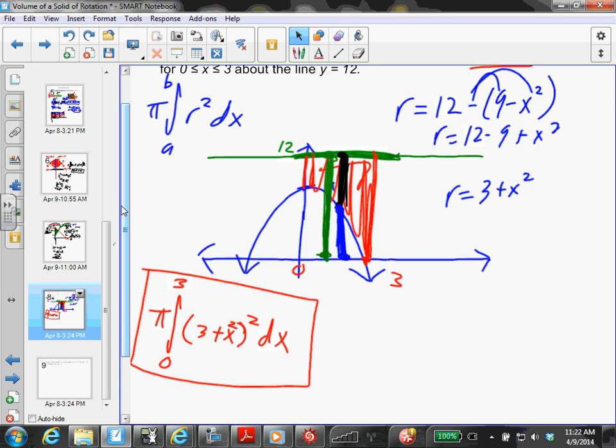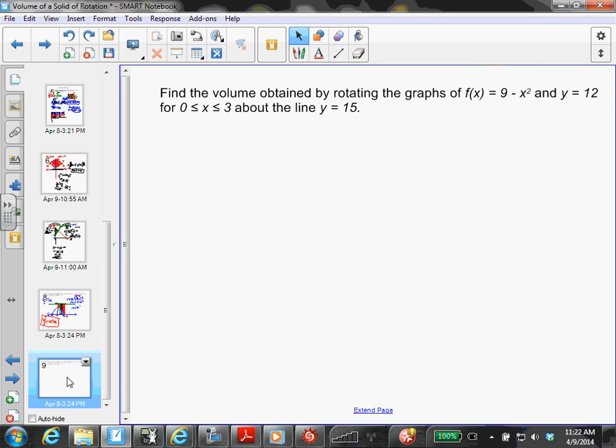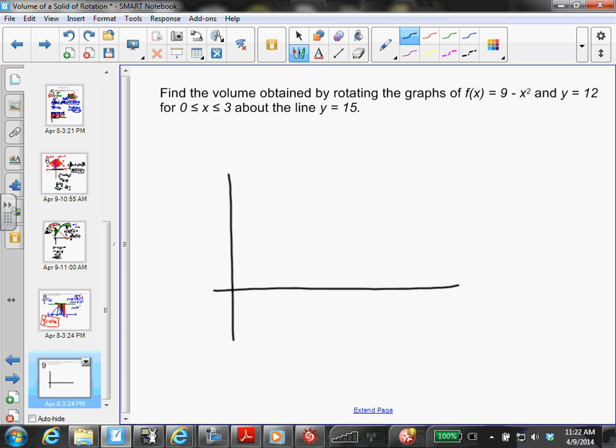Okay. Now here's the exact same problem, but with one small twist. Okay, so we're looking at the exact same problem, but I'm just going to change one little thing in this problem. So we have 9 minus x squared that's going to go down. And then we have the line y is equal to 12.